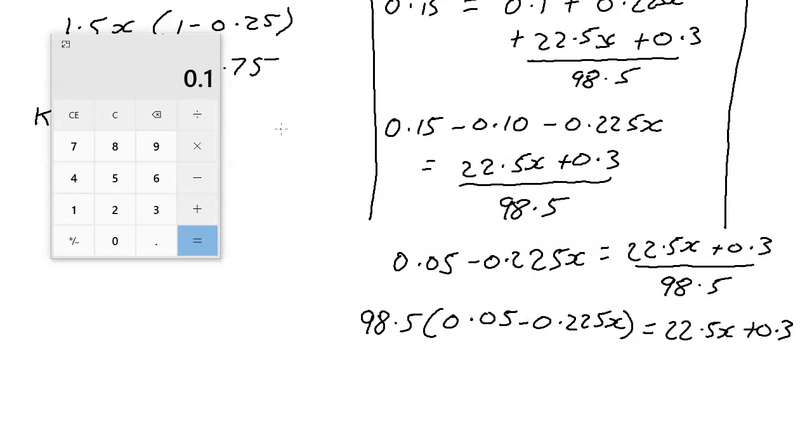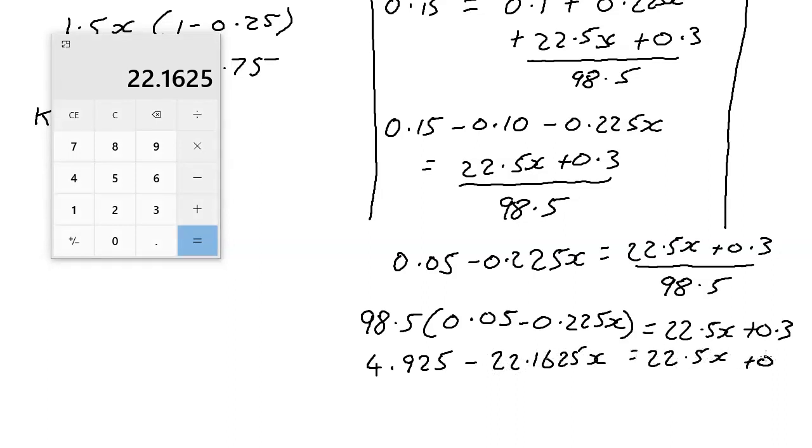Right, so we have 98.5 into 0.05, which gives me 4.925. Avoid rounding up, otherwise you may not get the exact answer. 4.925 minus 98.5 into 0.225, which is 22.1625x. So 22.1625x is equal to 22.5x plus 0.3.